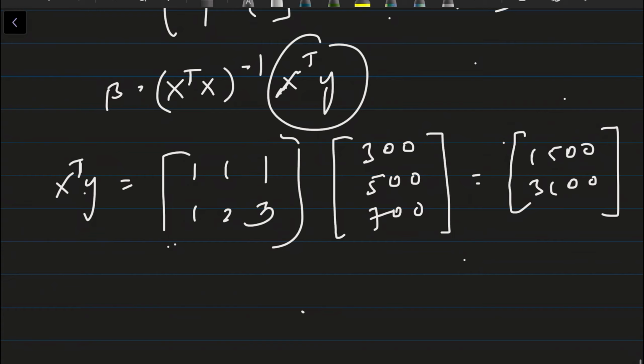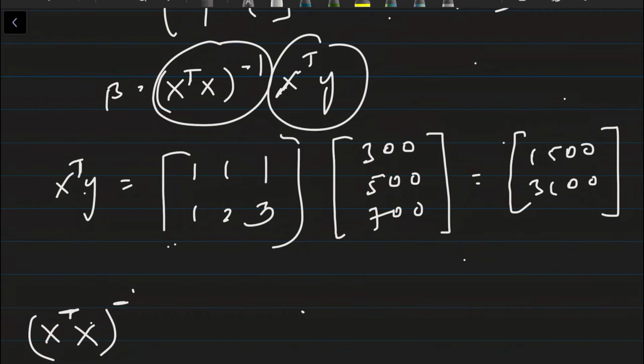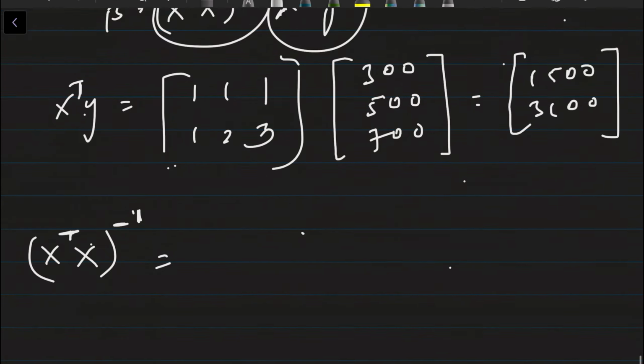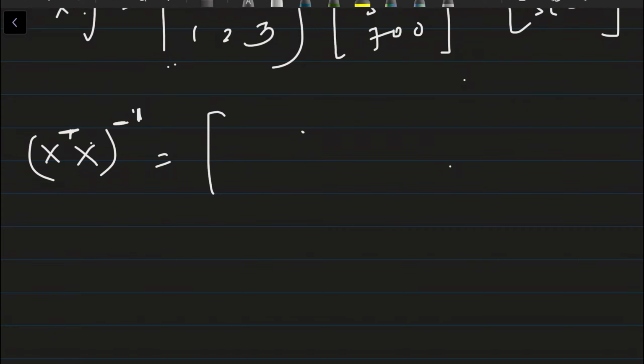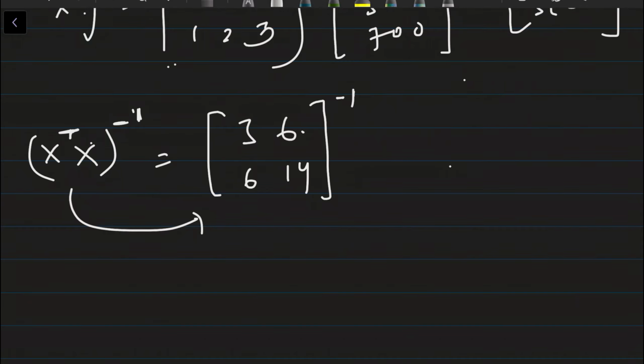So we need to calculate this also. Now (x transpose x) whole inverse. This is implemented as 3 6, 6 14, inverse. So after calculating this we will be getting this, which can be written as 1 by 6.